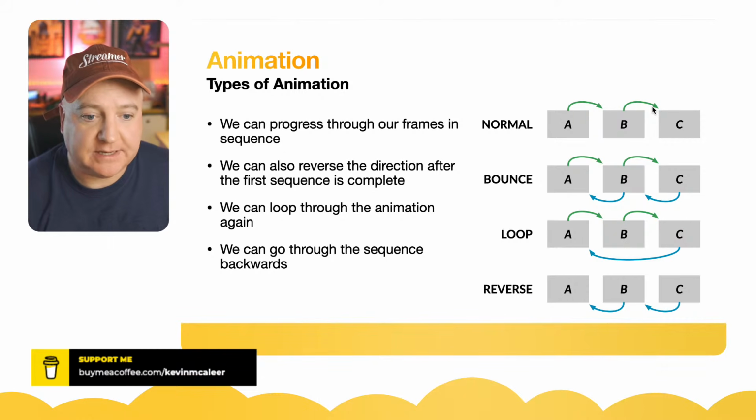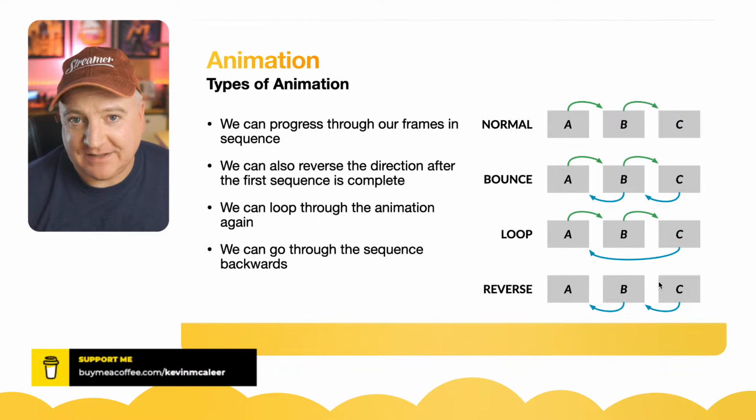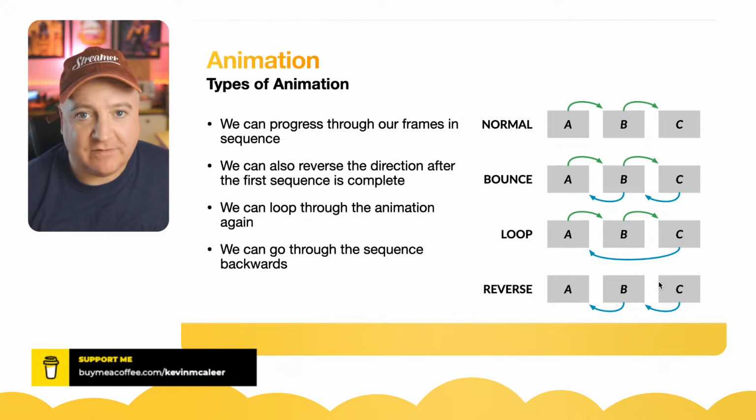The animation's complete. A loop would be, as you would expect, you go A, B, C, A, B, C, A, B, C. And reverse will be you just start at the end and work backwards. So these are actually really simple to code. We can have a look at the code in a minute and see how that actually works, but it's actually very trivial to make that happen.